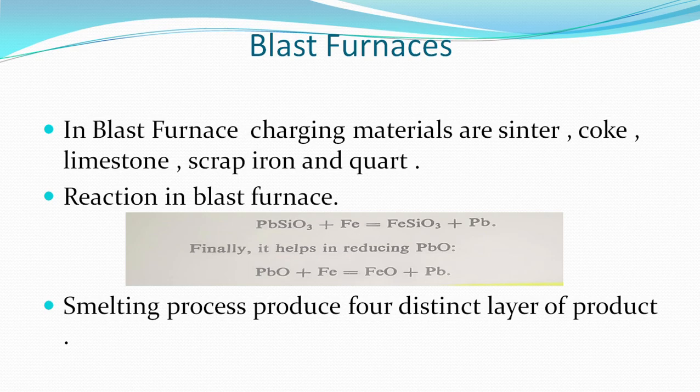One is PbSiO3 reacting with iron, Fe, to give FeSiO3 plus Pb. This means that in the blast furnace you can also extract lead. The second important chemical reaction is lead oxide plus iron giving rise to iron oxide plus lead. Here iron is oxidized and lead is formed.